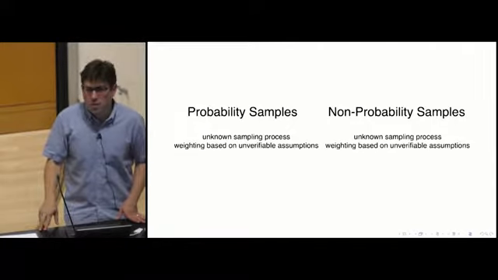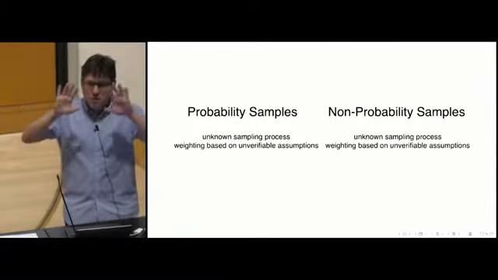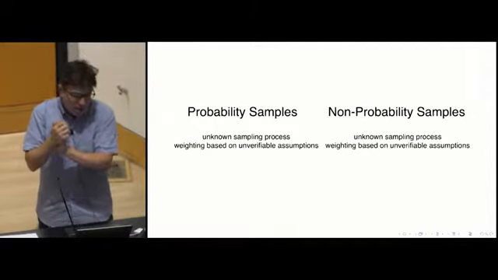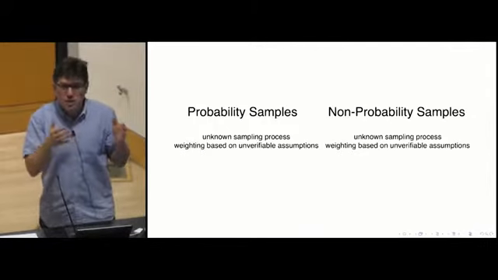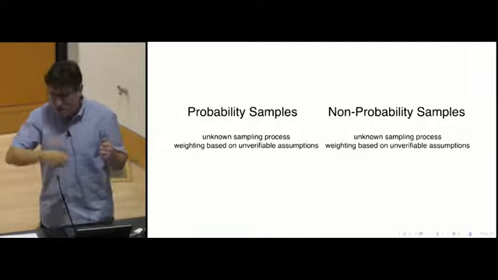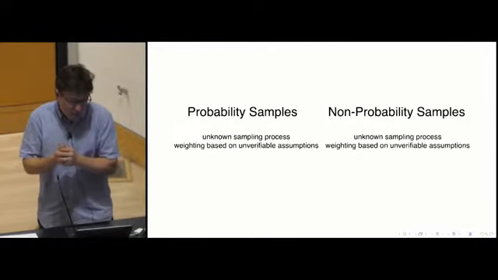So what I want to do here is try to blur the line between these things. People often think there's a sharp division between probability samples and non-probability samples. But when you do probability samples and there's a huge rate of non-response, then the sampling process is unknown to you. Let me just give a different way of thinking about this.